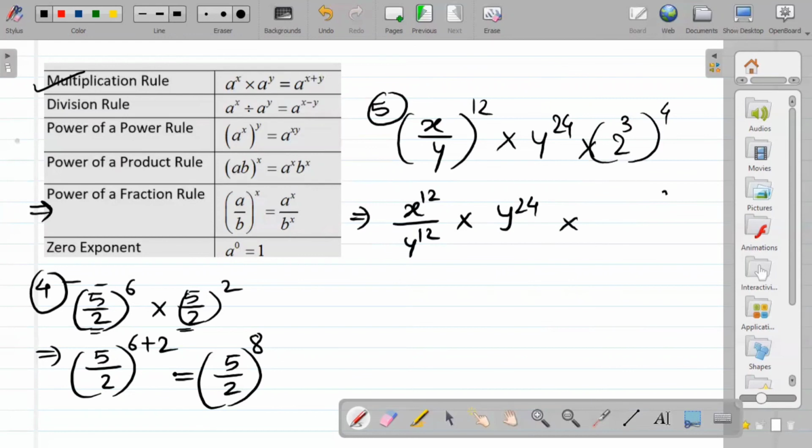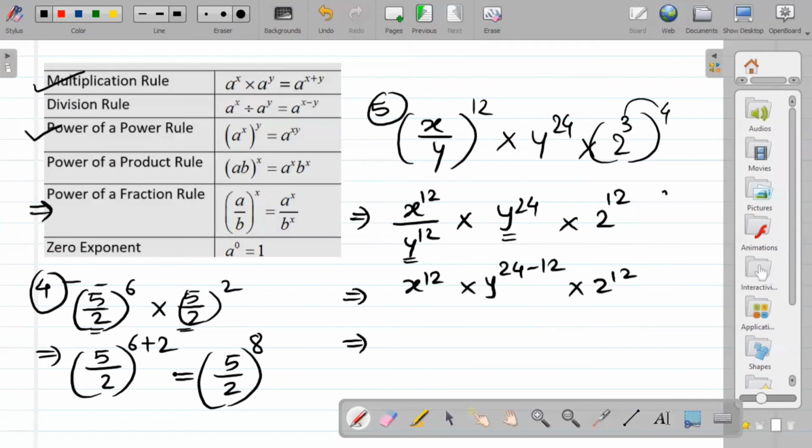And using this rule, power of power rule, 3 4s are 12. So this will be 2 raised to the power 12. Now, this y is in numerator and this y is in denominator. So definitely they are going to be in division. So their powers can be subtracted because the base is same, that is y. So you can have 24 minus 12 multiplied by 2 to the power 12. Now what will we get?